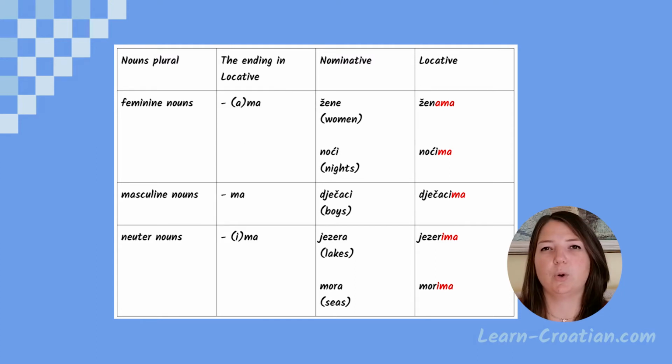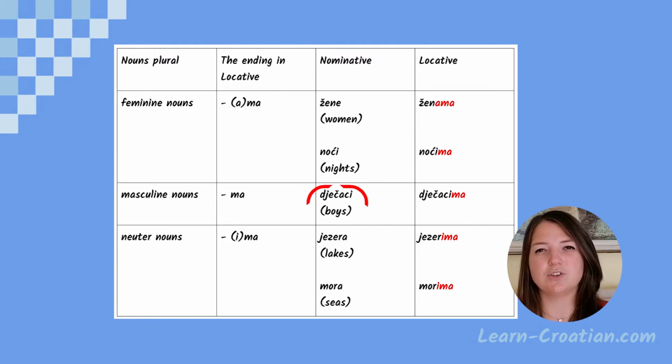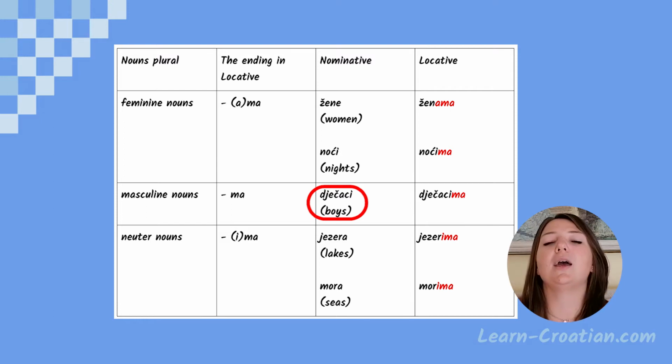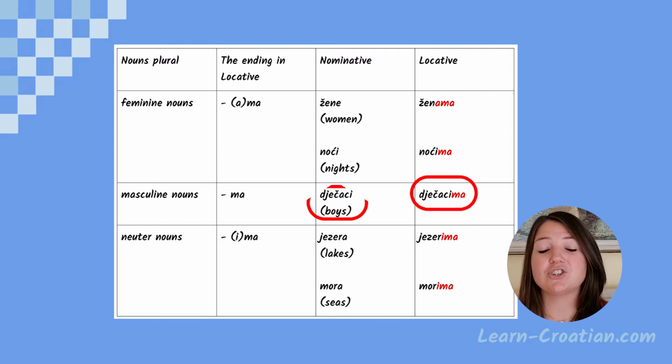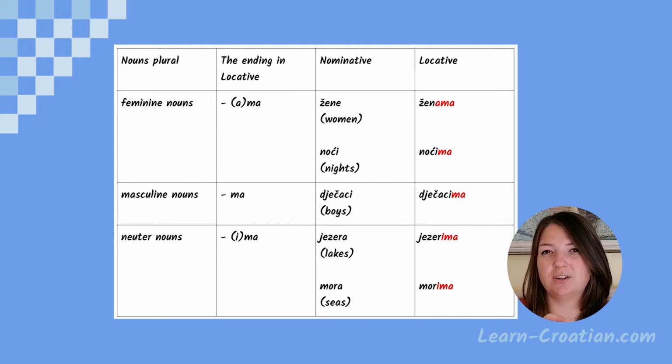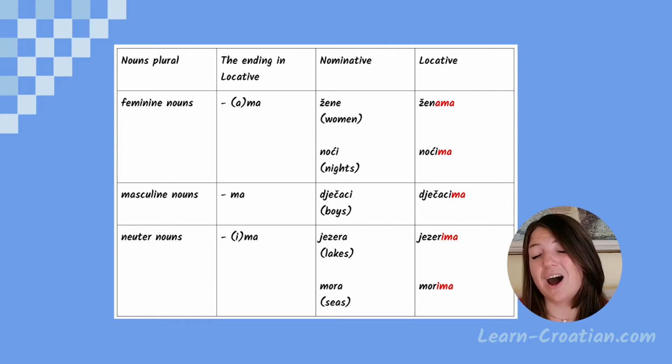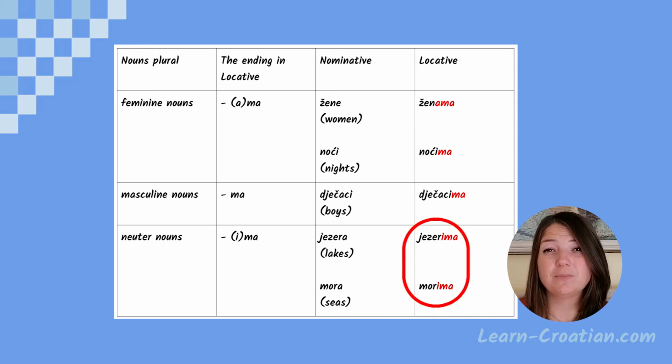So let's say you have the plural dječaci, which is the nominative plural for boys, and the locative would be dječacima. Okay, and for the neuter nouns, as you can see, you would just change the nominative plural ending a into the locative plural ending e or i, ima. This is the ending. Jezerima, morima. These two are in the locative plural.